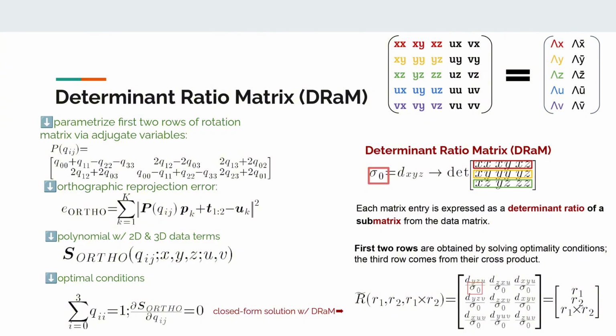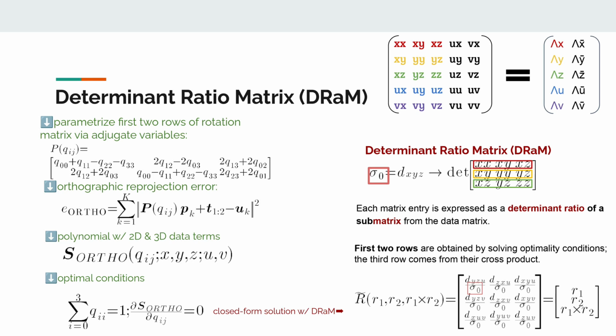Now we move to the core of our method, DRaM, a closed-form solution for initializing the rotation. As mentioned earlier, we parameterize the first 2 rows of the rotation matrix and substitute it into the orthographic projection error. This leads to a polynomial in the adjugate variables up to 2nd order, with coefficients given by cross terms of X, Y, Z, U, V. To obtain the optimal P, we take derivatives with respect to all adjugate variables, enforcing only the unit Quaternion constraint.